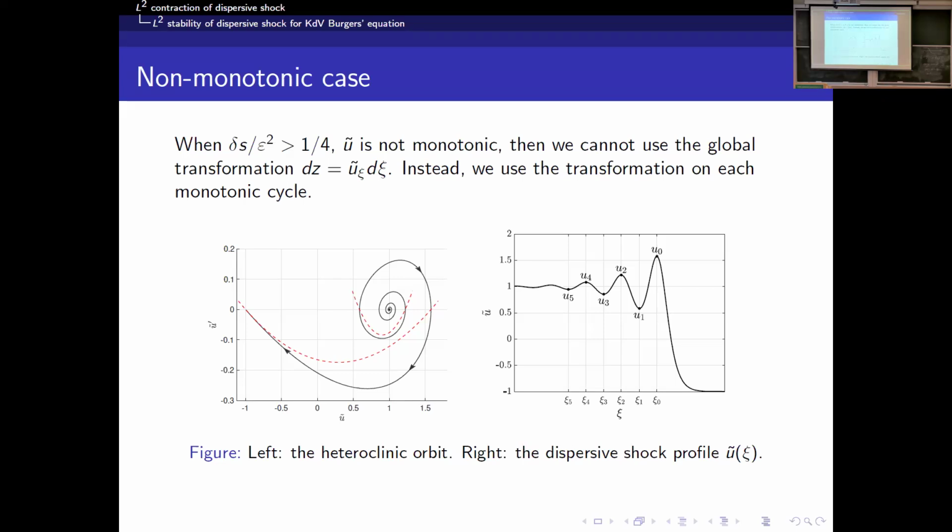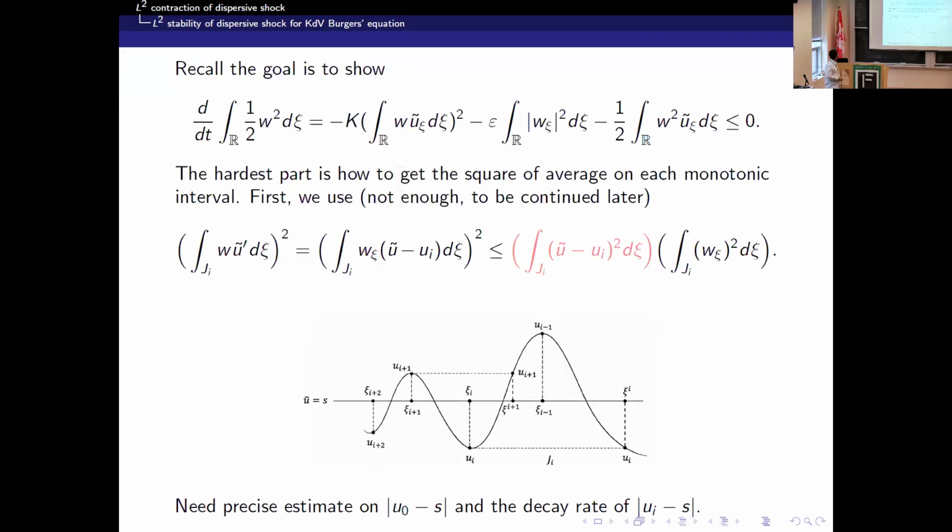So you see the trouble from the previous step, if you still remember. The crucial step, we use this dz equal to U tilde Kc d Kc for the transformation. This is okay if your U is monotone. If U is not monotone, you can't do the transformation globally. We do the transformation on each cycle. So on each monotone interval, we can do the transformation, but we can't do it globally. So if you do that, fine.